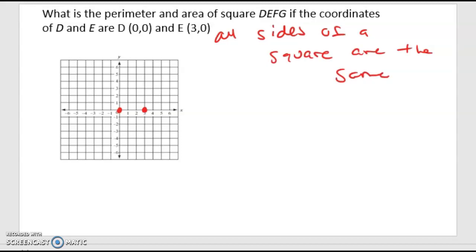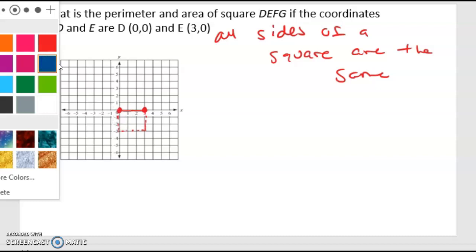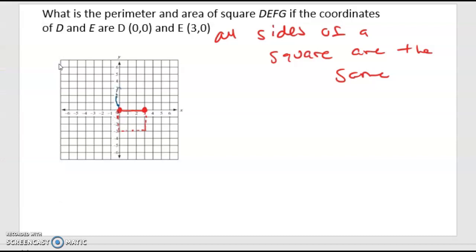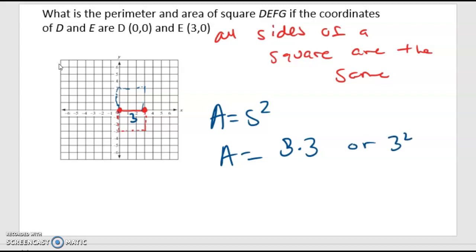So if all sides of the square are the same, then my square length is going to be 3. No matter if it's down this way, no matter if it's up this way, it's going to be a 3 by 3 square. So the area of a square is equal to the side squared. If I know the side is a length of 3, that means the area is 3 times 3, or 3 squared. And that's going to give me 9 units squared. Again, pay attention to making sure that you're having those units on there.